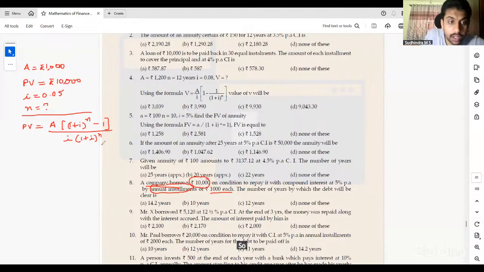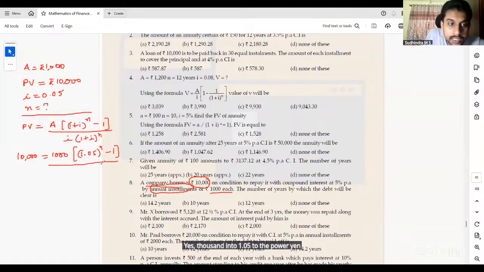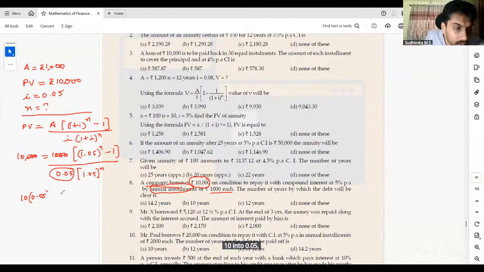Substitute. Present value is 10,000. A is 1,000 into (1.05 to the power n minus 1) divided by 0.05, into 1.05 to the power n. I can directly cancel 3 zeros. If I send 0.05 to the other side, 10 into 0.05 equals (1.05 to the power n minus 1) divided by 1.05 to the power n.